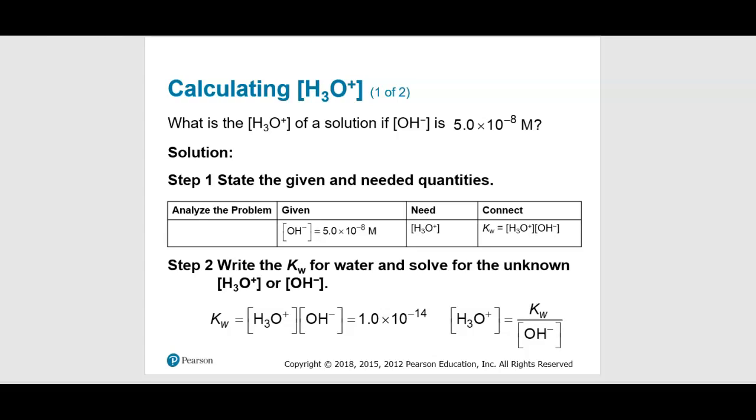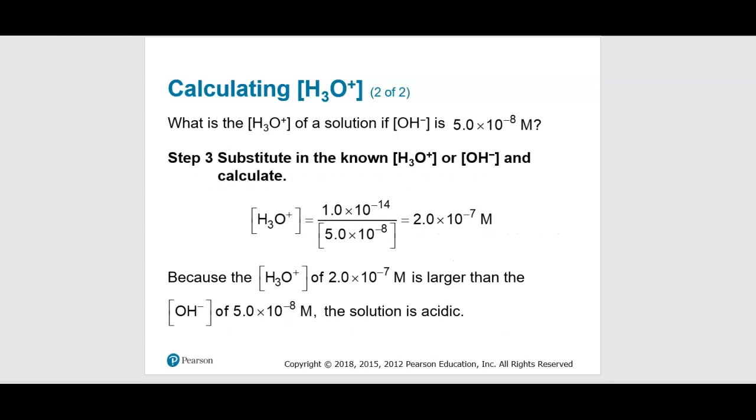So we're going to start with the first problem. They're going to give you this calculation. What's the hydronium ion concentration if the hydroxide ion concentration is 5 times 10 to the minus 8th? Okay, you're given 5 times 10 to the minus 8th molar, and you need the concentration of hydronium ion. So you know the relationship. The product of the 2 concentrations is 1 times 10 to the minus 14th. So that's K sub W. So first thing you do is write down the K sub W for water and solve for the unknown, which is going to be hydronium.